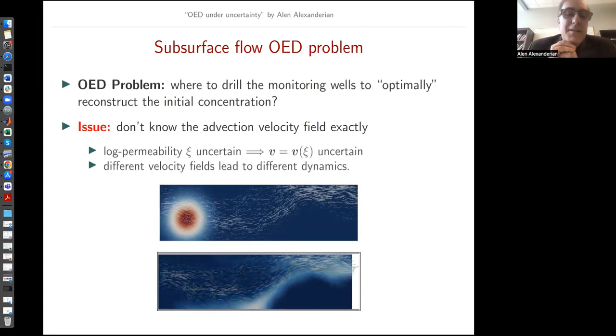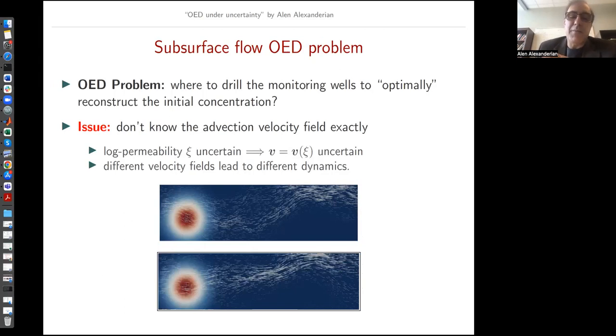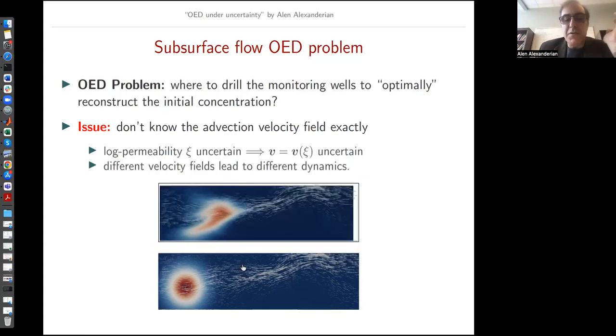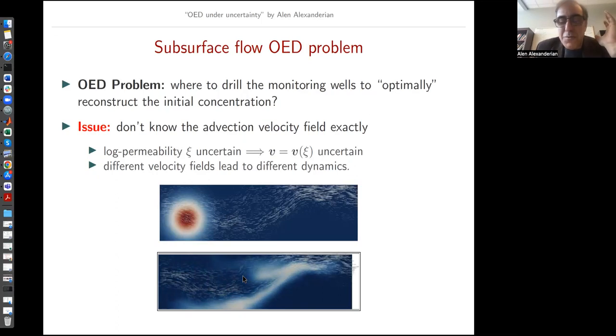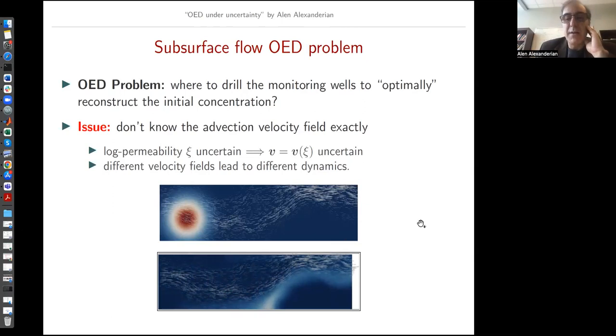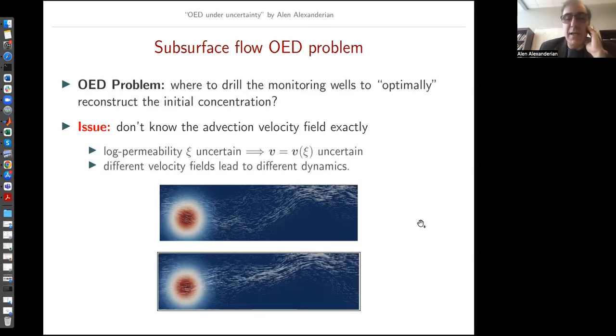But there are typically a lot of uncertainties with the velocity field. In fact, the problem of estimating the log permeability field, which then will give us the velocity field itself, is a common inverse problem. So yes, log permeability is uncertain, so v is uncertain, and different velocity fields give very different dynamics. So which velocity field should I use when I solve the OED problem, or even the inverse problem for that matter? But we are discussing the experimental design.